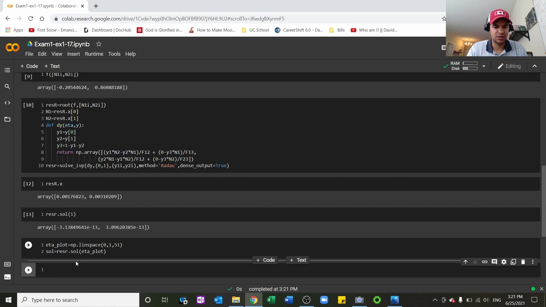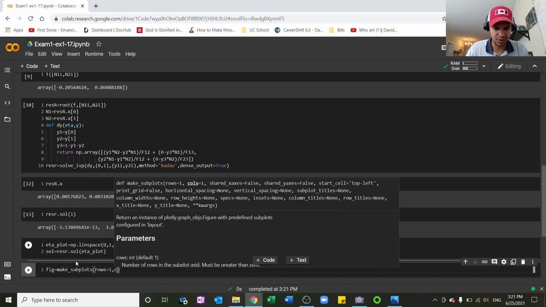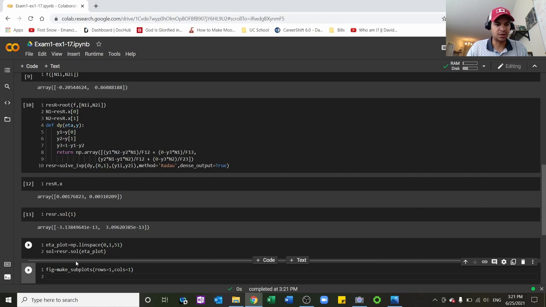So once that's done, now we actually need to start graphing it. So we're going to set the figure equal to make subplots where the rows are equal to 1 and the columns are equal to 1. Then we're going to start inputting our data into this plot. So we're going to add a trace for the acetone, methanol, and air through the system.